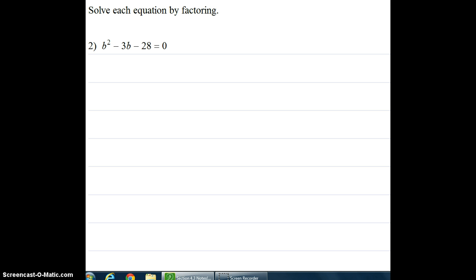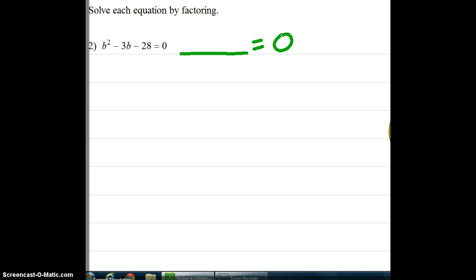The next example that we want to use, again, is a trinomial. In order for solving by factoring to work, one of the things that you must have is your equation equal to 0. I didn't make that point on number 1, but again, in order for this to work, you must have the equation equal to 0. So let's work through our steps. Our first step again is to factor.